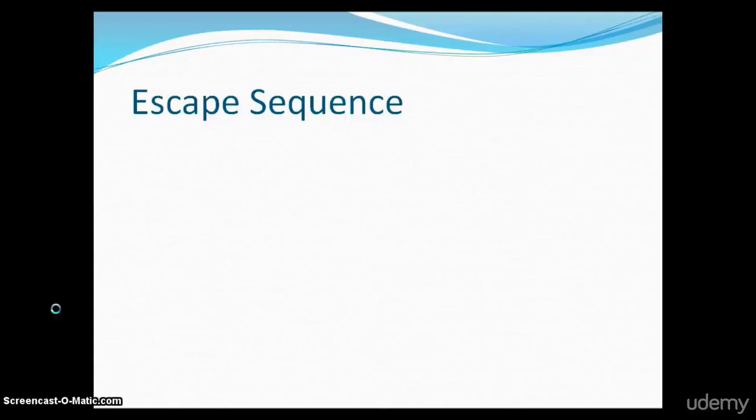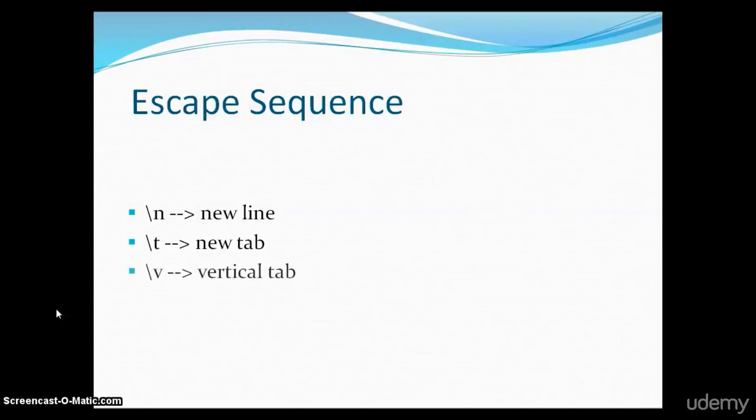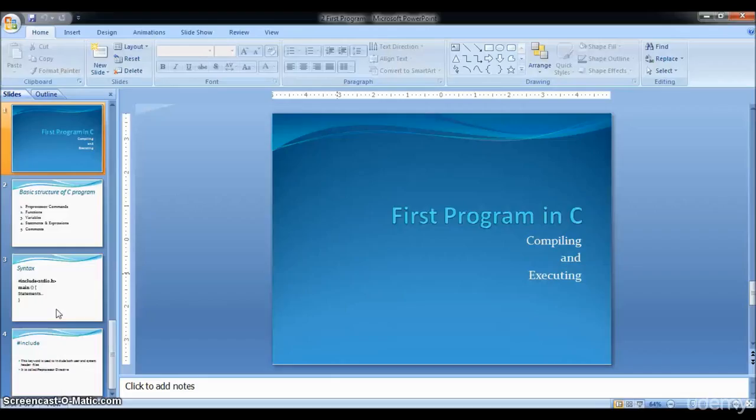And we will be using the printf function. This printf function is defined in the header file stdio.h, which is the standard input output header file. It is used to display the output, and we will be using escape sequences: \n for the new line, \t for the new tab, \v for the vertical tab, and so on. So let us start writing our first program.